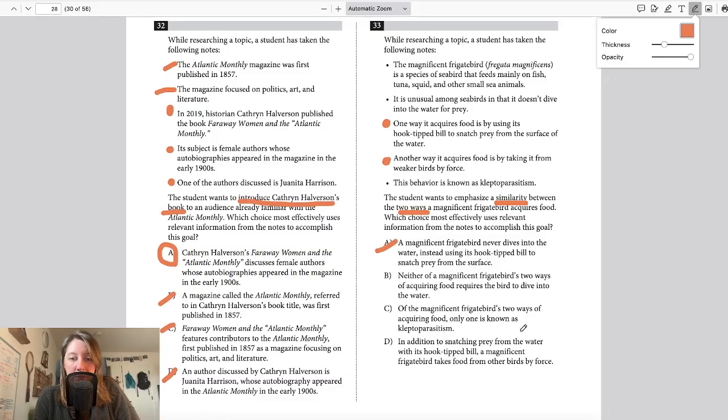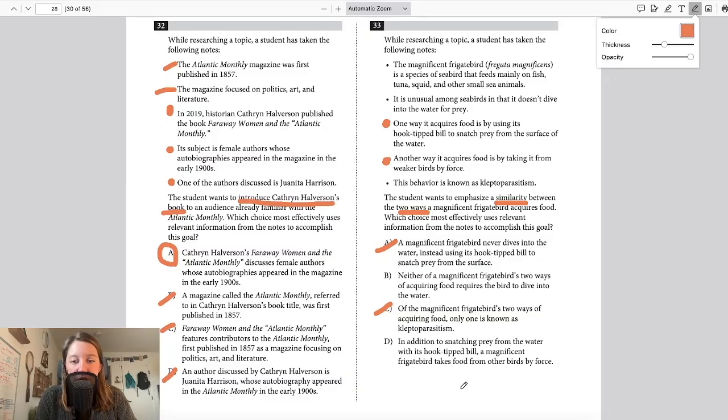It doesn't compare anything. B says neither of a magnificent frigate bird's two ways of acquiring food requires the bird to dive into the water. Okay, true. Let's hold on to that though. C says of the magnificent frigate bird's two ways of acquiring food, only one is known as kleptoparasitism. So okay, true, but that's not really a useful comparison to make. We don't learn anything about the methods. We just learn one of them has this name and the other one doesn't. And it's like, of course, right?